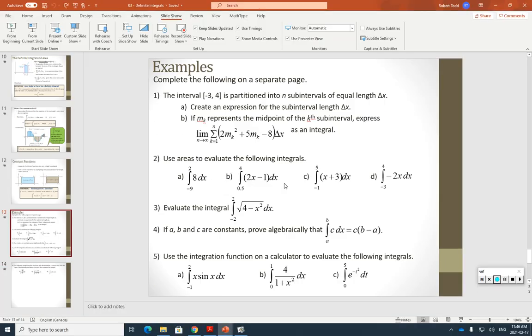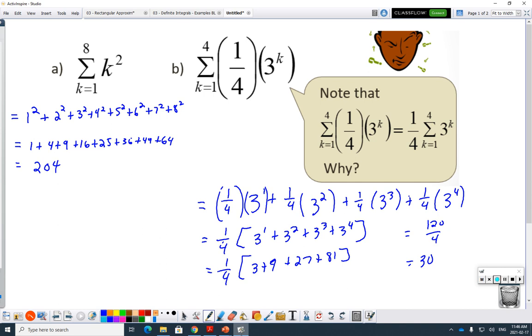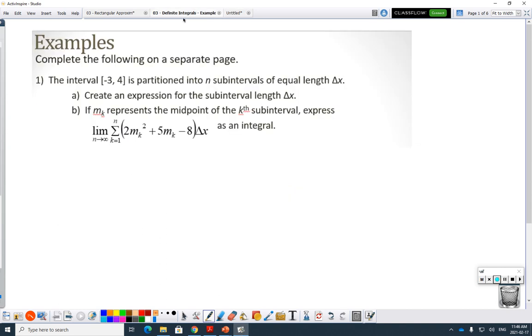Oh, all the way to examples. Okay, here we go. Let's actually do something. I've got this on a separate page, I believe. Do I? Is this what it says? Is this what the PowerPoint says? These examples? Okay, so you want a separate page.